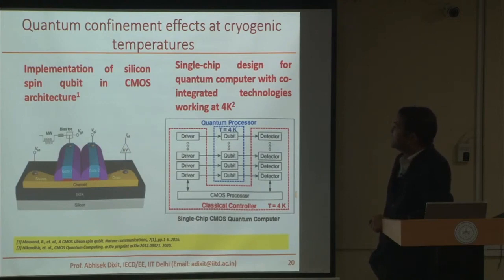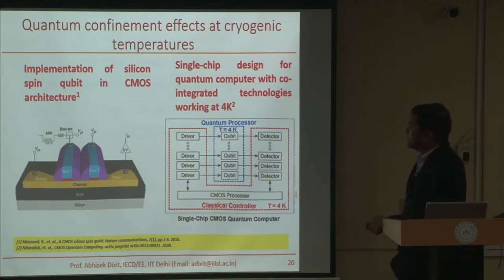But the idea is, this is a proposal from system level people, that you can have a CMOS processor, and you can have the drivers and detectors and this quantum processing unit sitting in between. So this part stays at 4K. So this is basically where your complete thing will be.